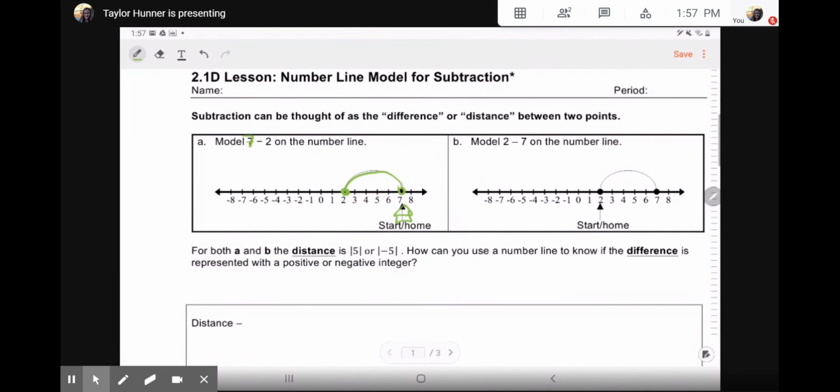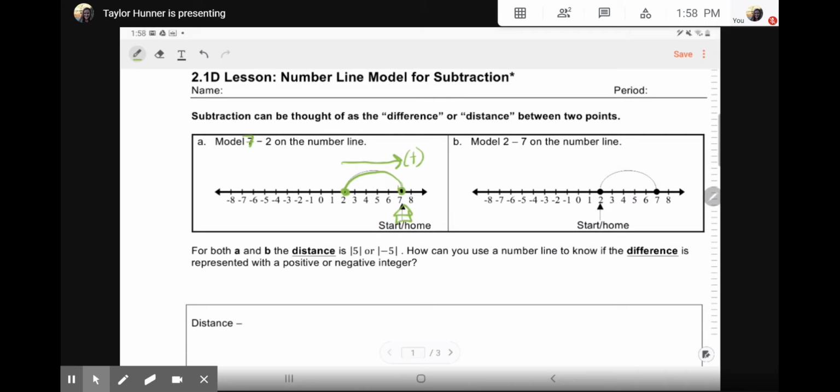And in order to get back to 7, I have to think about, okay, how do I get back to 7? I have to go in this direction. Well, if I'm going to the right, that's in the positive direction. So the distance here would be 5, and the difference would be positive 5.